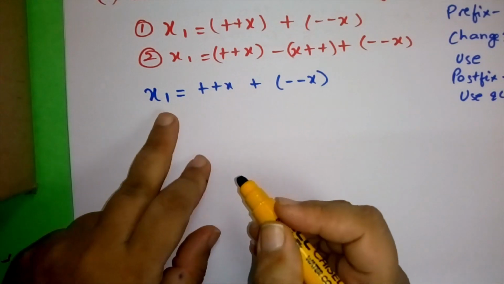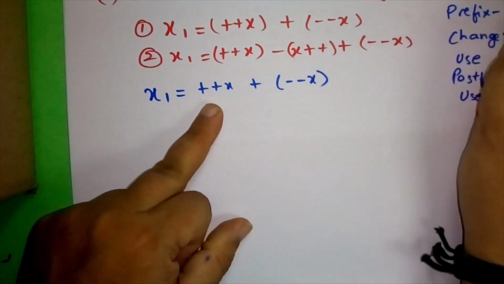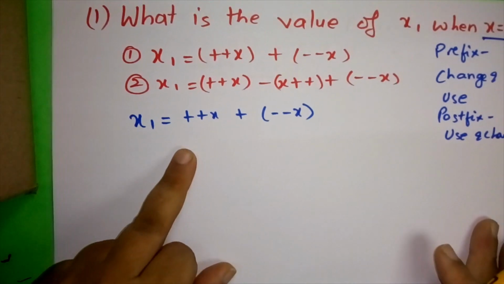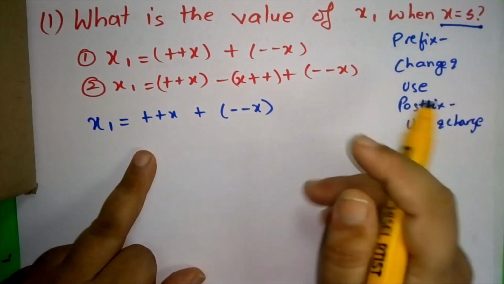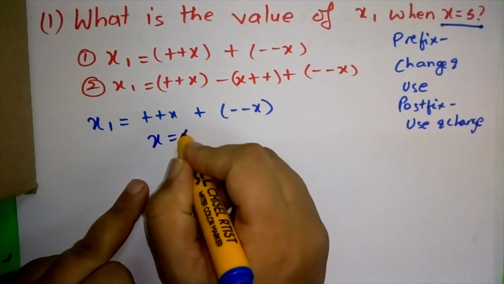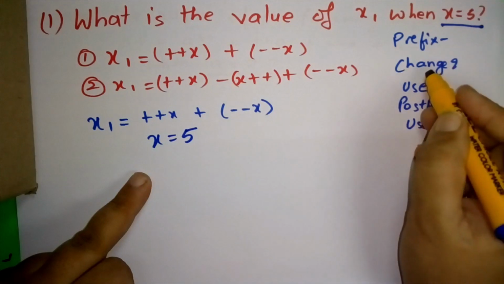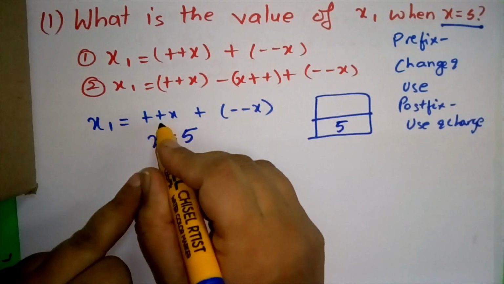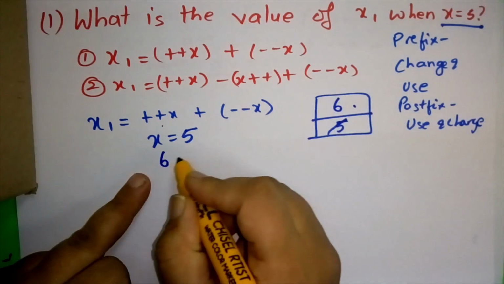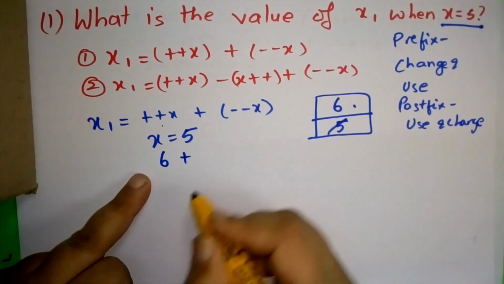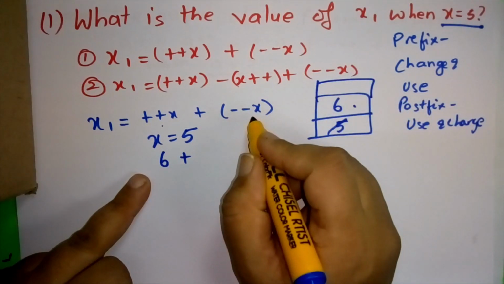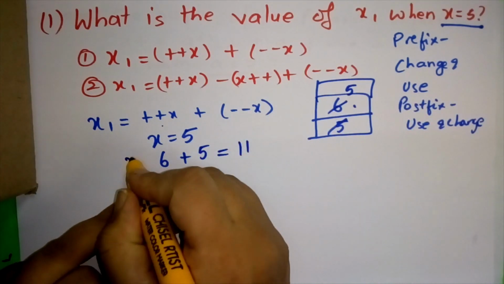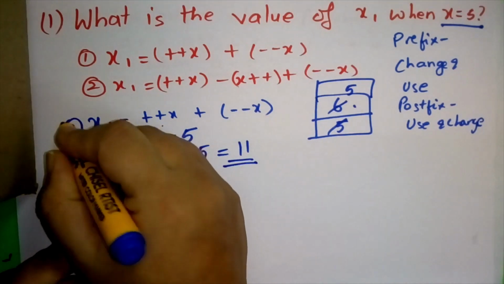So let us take the first one, x1 is plus plus x plus minus minus x. What's the value of x given? x is equal to 5. So here I am going to take x is equal to 5. Plus plus x means change and use. So this 5 which we have, we draw a box here. It is plus plus, so we have to add 1 here. So this becomes 6. So this will be 6 plus minus minus x. Again we are doing a decrement, but it is a prefix, so before using it we have to remove 1. So this will become 5. So the answer of this will be 11. So the first problem answer will be 11.